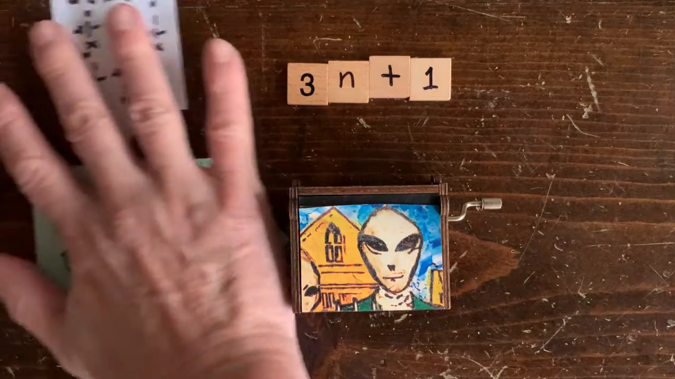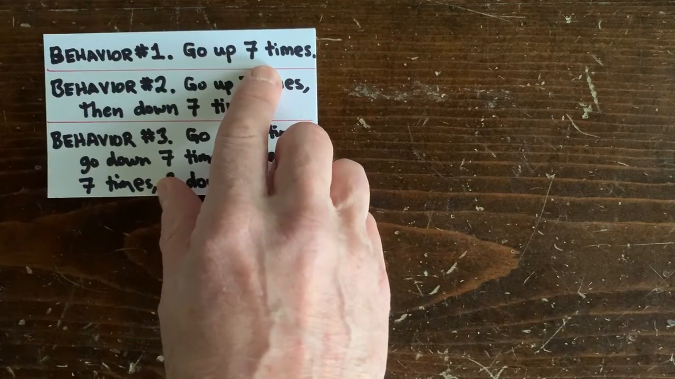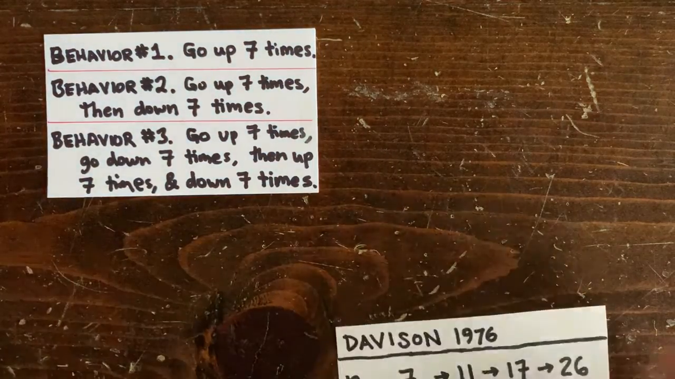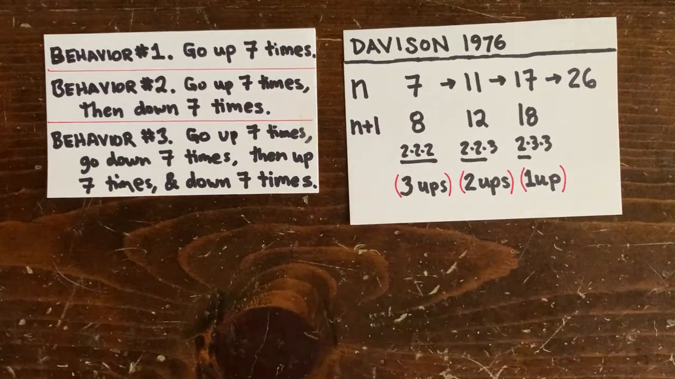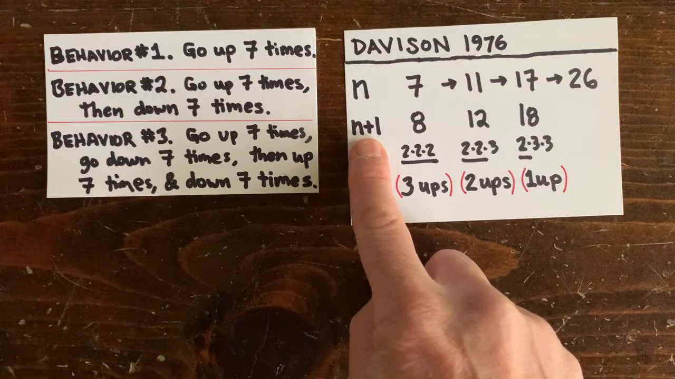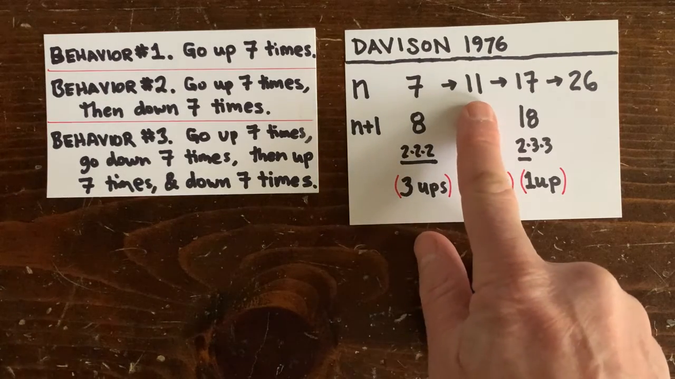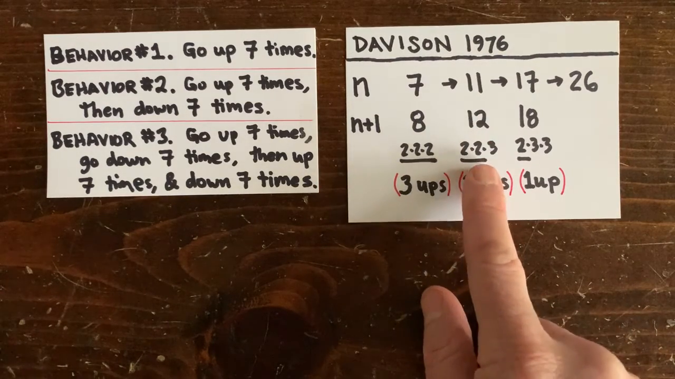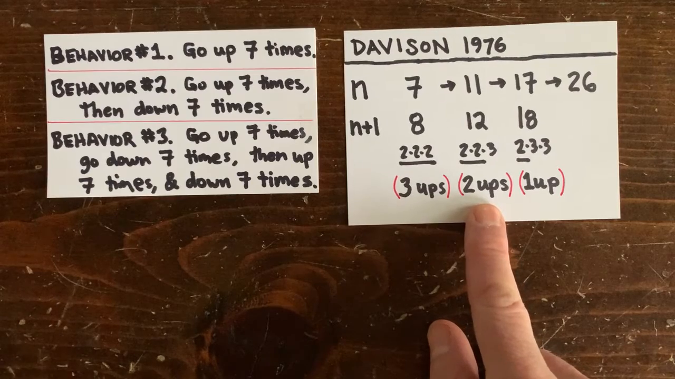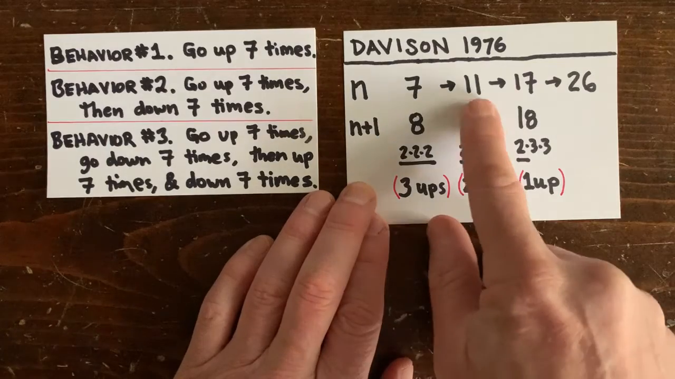How about some simpler non-looping computation? How about a number that goes up 7 times and then heads back down? Well, there's a really cool theorem from Davison, 1976. It tells you how many initial up moves any number n is going to make before heading back down again. All you do is check the number of times that n plus 1 can be divided by 2. So take n equals 11. Then n plus 1 is 12, which can be divided by 2 twice. First to 6, then to 3. So we predict n equals 11 should go up twice before hitting an even number.